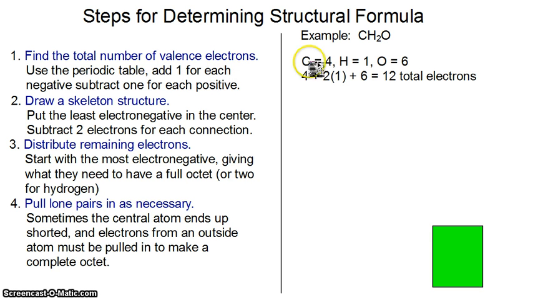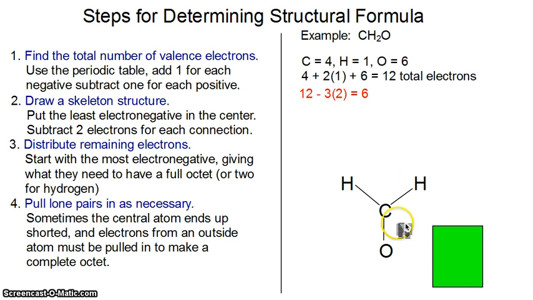So again, carbon has 4, hydrogen has 1, oxygen has 6. That's 4 from the carbon, plus 2 times 1 because there are 2 hydrogens, plus 6 from the oxygen, which gives me a total of 12 electrons. The second thing you do is draw a skeleton structure. You put the least electronegative atom in the center. Hydrogen can never go in the center because it can only make 1 bond. Then you draw in a connection between each atom and the central atom, and you subtract 2 electrons for each connection that you make.